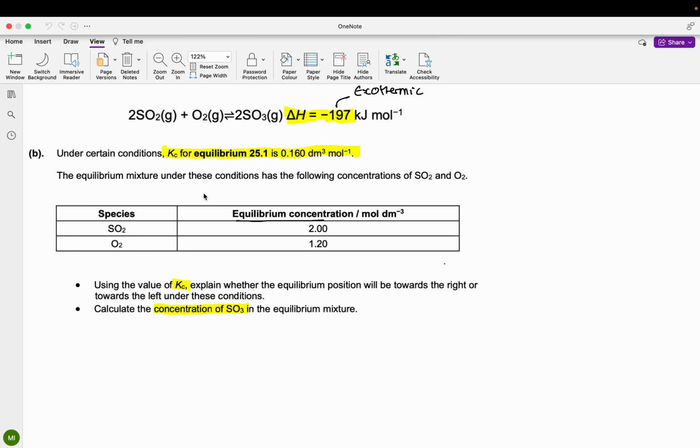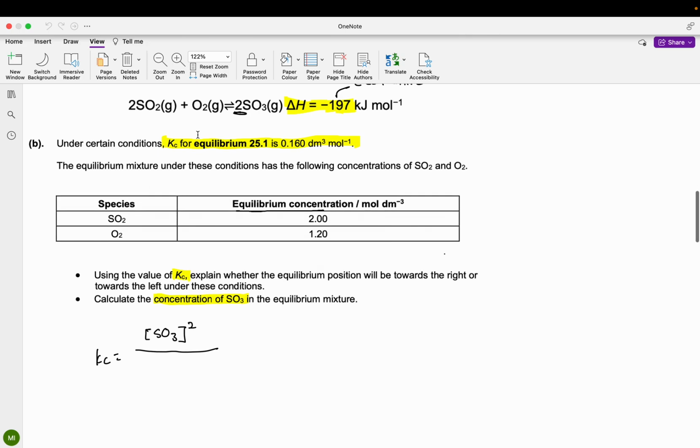We know that Kc is equal to products over reactants. So the product is SO3, and it's SO3 to the power of 2 because there's a 2 in front of it. So SO3 squared over the reactants, which is SO2 to the power of 2 times O2 just by itself, because there's no number in front of it.